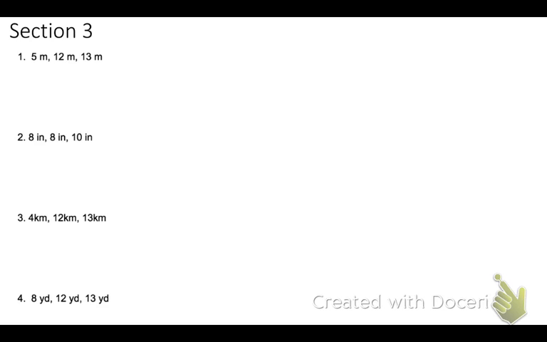Okay, so let's look at number 1, and let's figure out if the given side lengths form a triangle. So we're going to add pairs of sides and make sure that they are greater than the third side. So let's take 5 plus 12, which is 17, which is greater than 13. We're good there. Take 12 plus 13, which is 25, which is definitely greater than 5. And we'll add 5 plus 13, which is 18, which is definitely greater than 12. So this is a triangle.